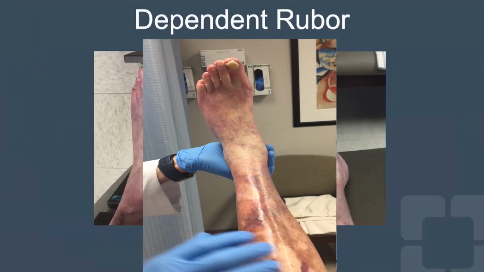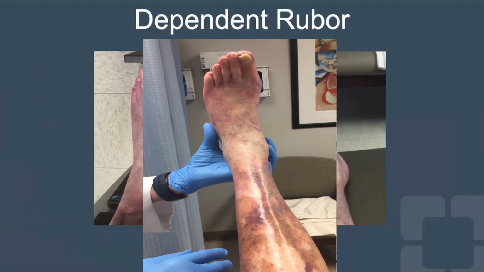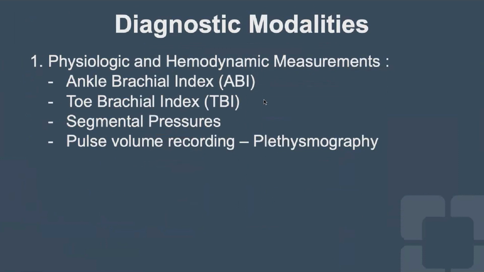And if this was cellulitis or infection, the cellulitis would not resolve with elevation of the leg. And here's a picture before with the foot down, dependent rubor, and this was with elevation. So you can easily differentiate between dependent rubor and cellulitis with that simple technique on the physical exam.